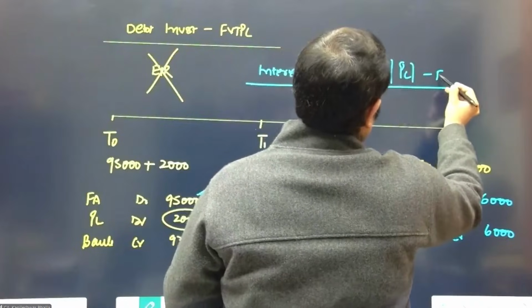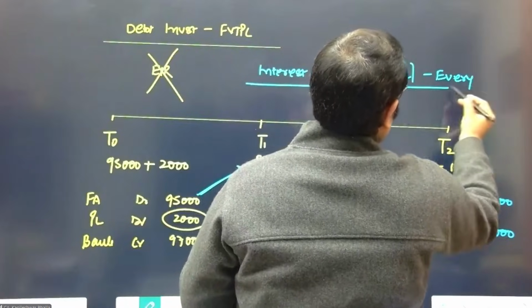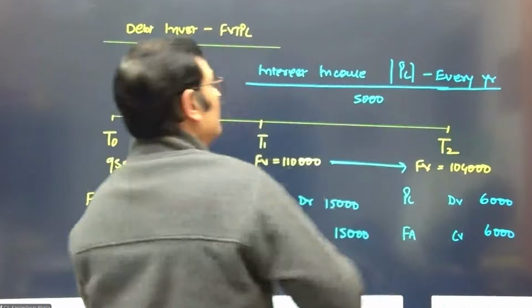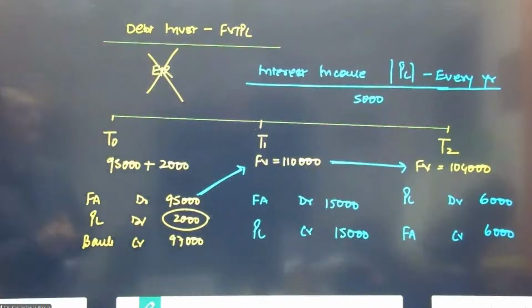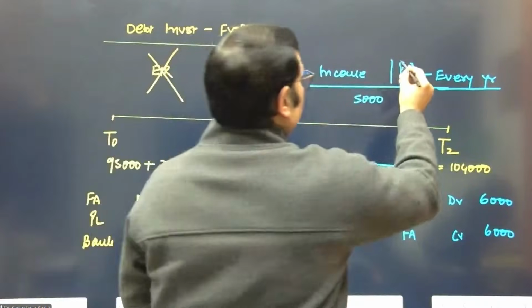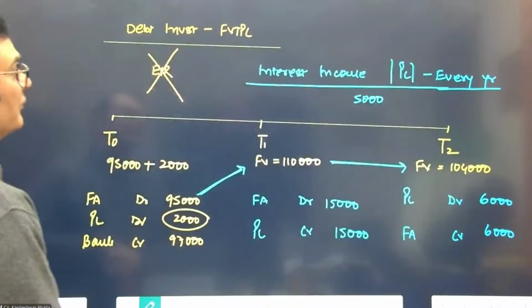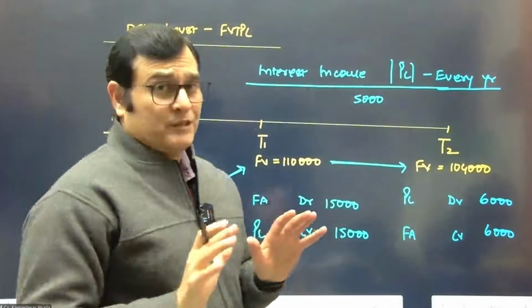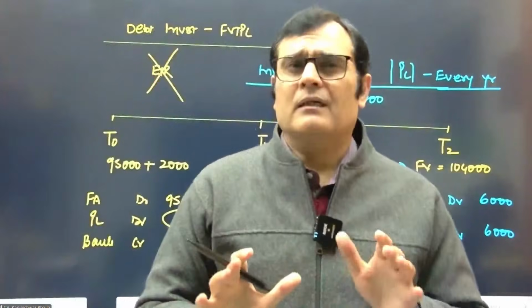5%. That's right. Whatever actual interest you are receiving, that actual interest of 5,000 will be captured in the profit and loss year by year. So I think this becomes absolutely simple and a straight accounting. Wow. So I think my debt investments, all three categories, are done.